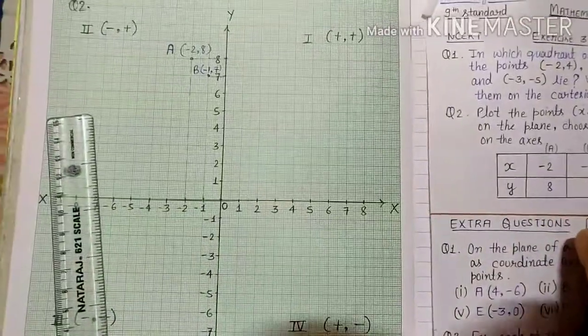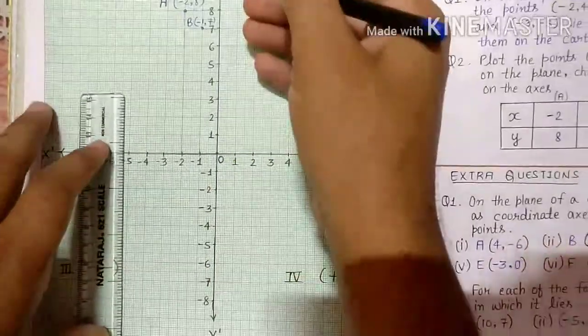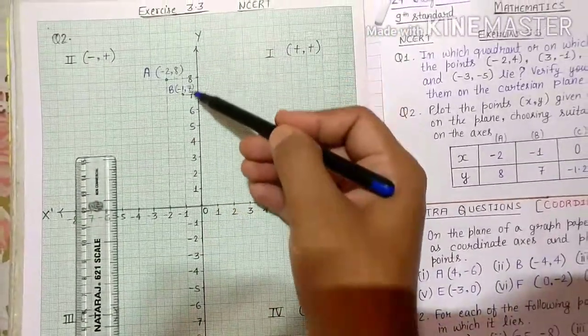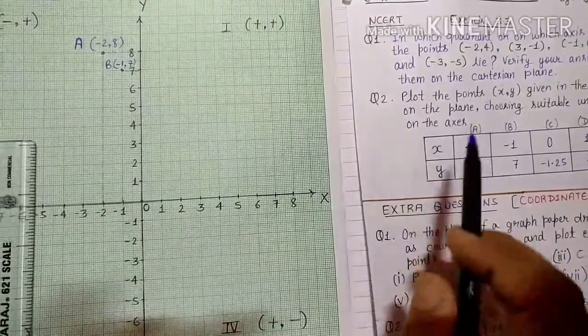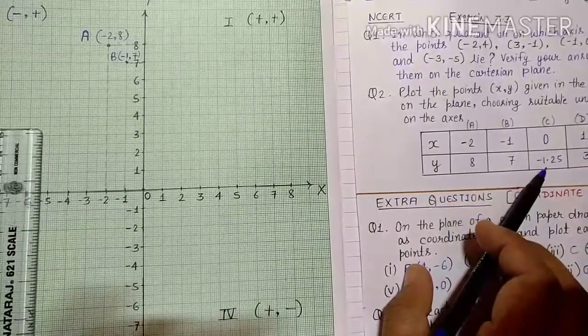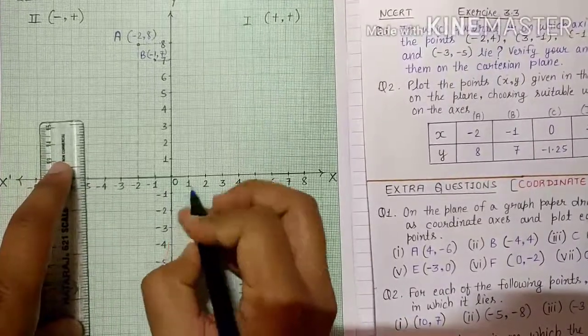Just check here properly. We have to check on the y line, which is the vertical line, to see where minus 1 comes. Our number is minus 1.25, which means it is greater than 1 but less than 2 in magnitude. So it will come between minus 1 and minus 2. Now look at this point.